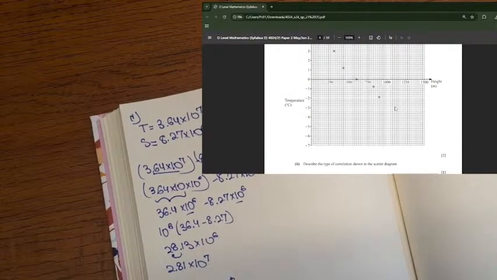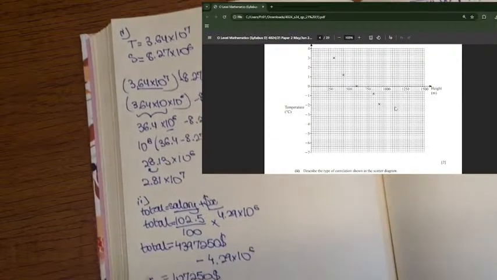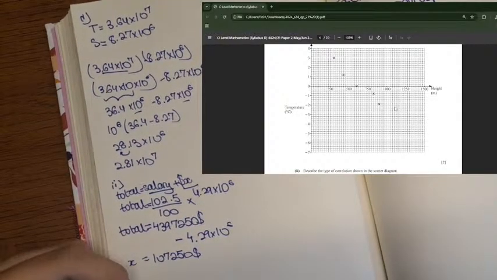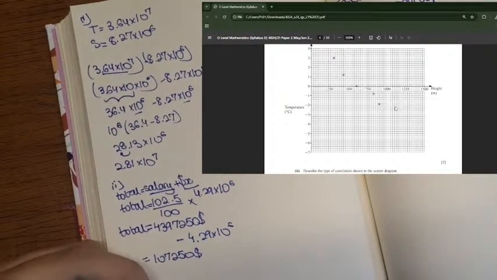Well, as you can see, all the points are heading downwards. They're going on a trend like this, right? That means that it's a negative correlation because it's going downwards. So the correlation that we have here is negative.